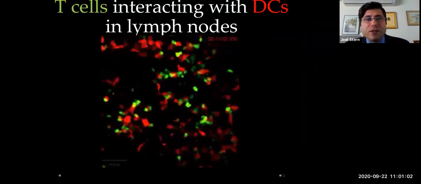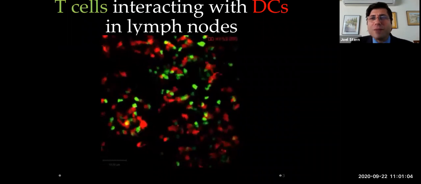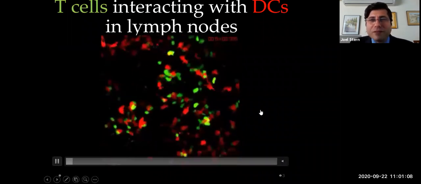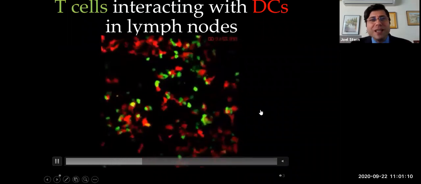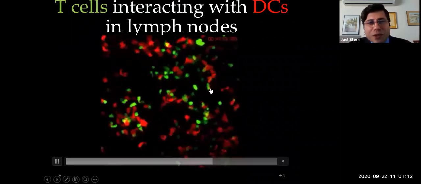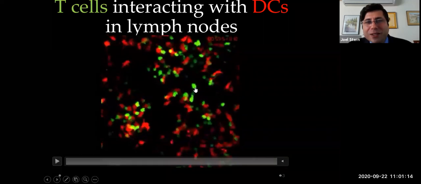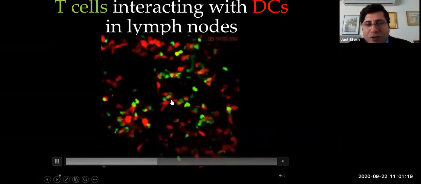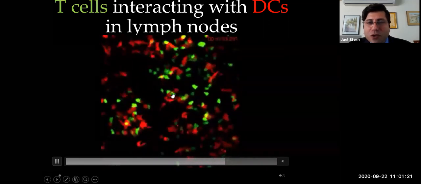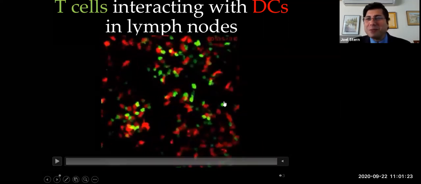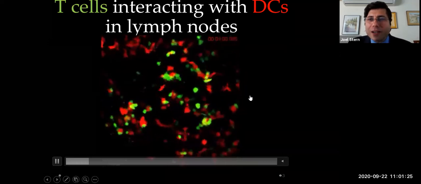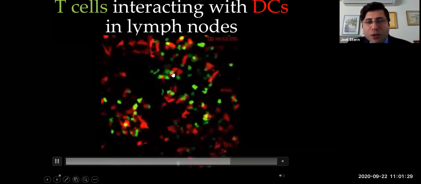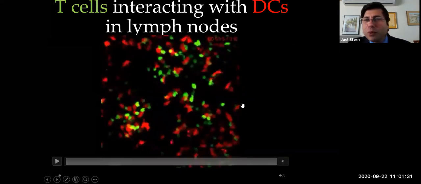This is a microscopic image of cells interacting in the lymph node. We have lymph nodes throughout our body, and the cells in green are T cells, and the cells in red represent our dendritic cells. And you can see how the cells are spending time interacting with each other. They're essentially talking to each other, and they're moving around, and there are multiple interactions that are taking place.